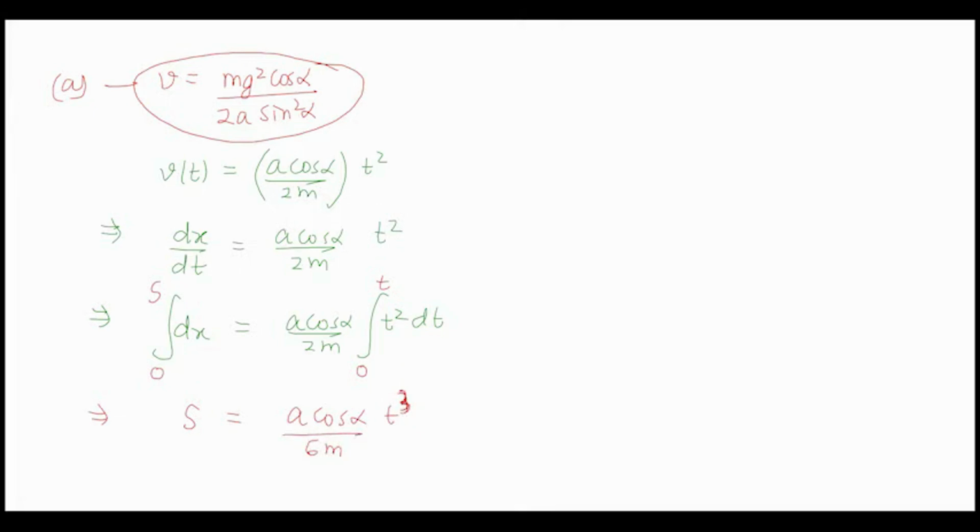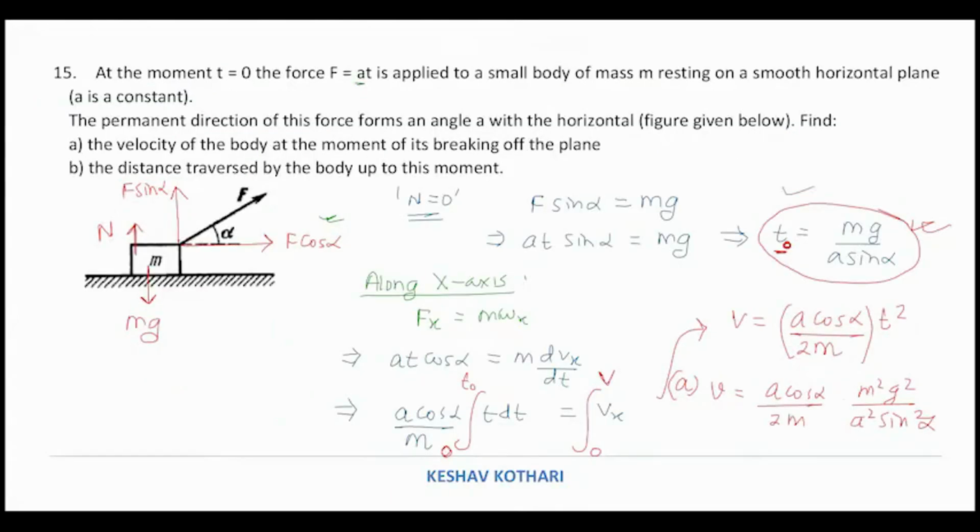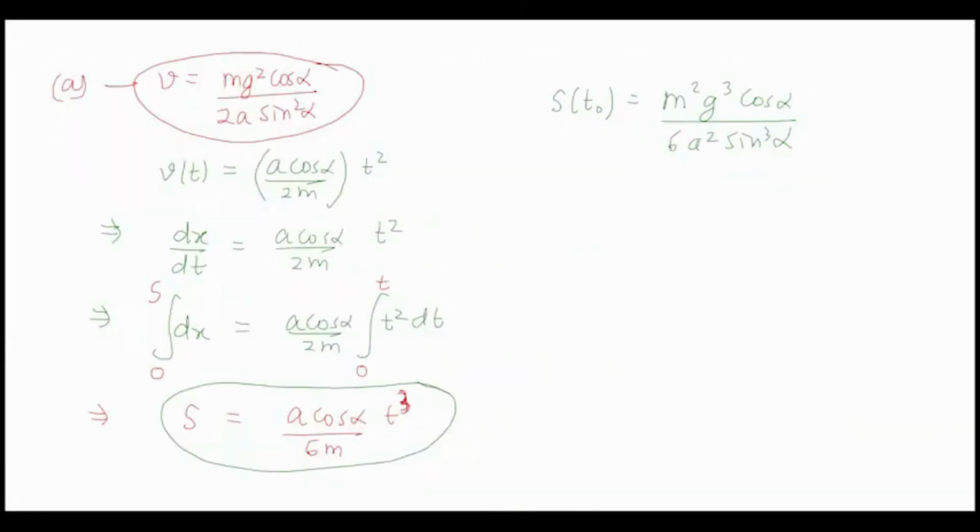Now in this expression, if I put the value of t0, the distance before it gets lifted off can be calculated. On substituting the value, we obtain it as m square g cube cos alpha by 6A square sin cube alpha. So we are substituting the time when it is getting lifted off into this expression to obtain the distance which it travels before getting lifted off.